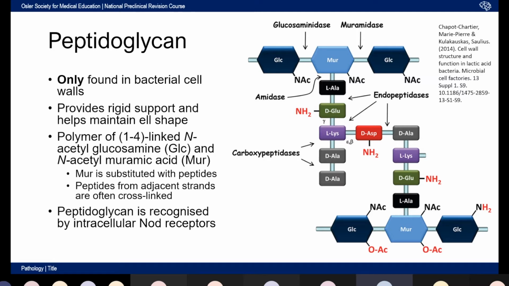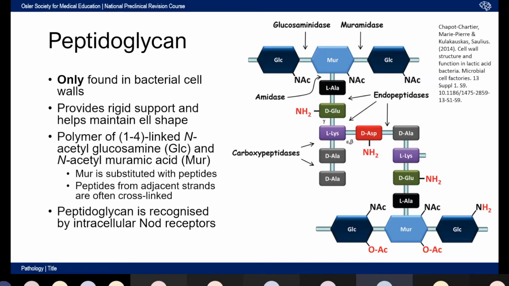It's a polymer of 1-to-4 linked N-acetylglucosamine and N-acetylmuramic acid, and then peptides from adjacent strands are often cross-linked. Humans have two NODs, the receptors that can detect peptidoglycan, NOD1 and NOD2, and they can detect different forms. Gram-positives and gram-negatives tend to have slightly different forms of peptidoglycan. The peptidoglycan fragments containing MDAP, which are mostly from gram-negatives, are detected by NOD1, while NOD2 detects fragments that are common to peptidoglycan from gram-positives or gram-negatives.